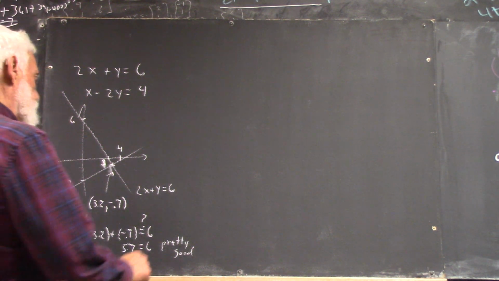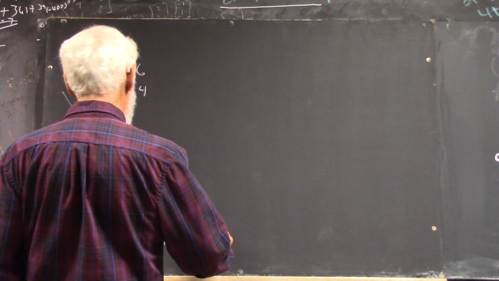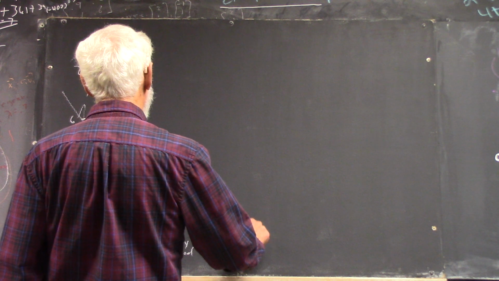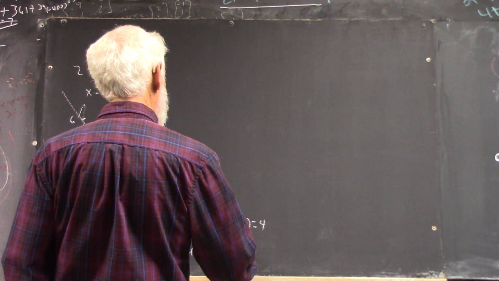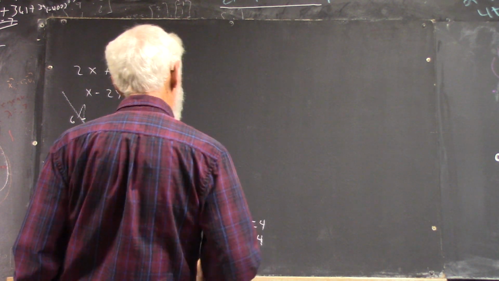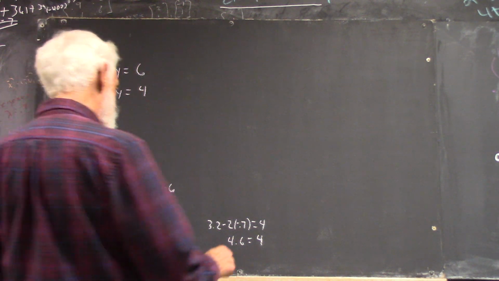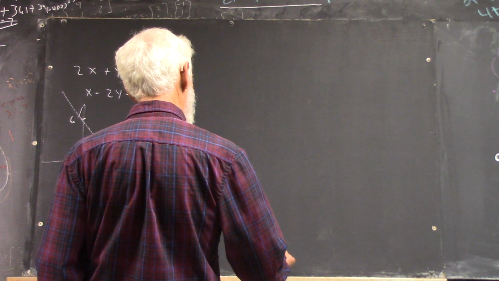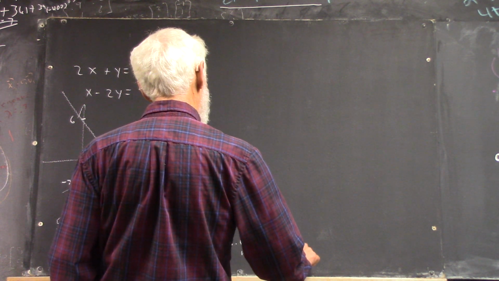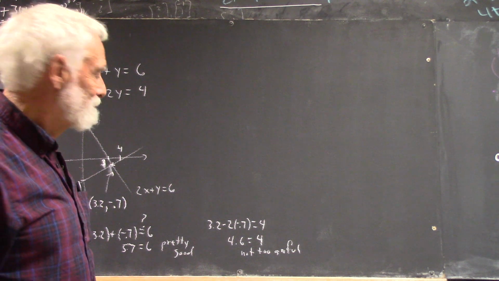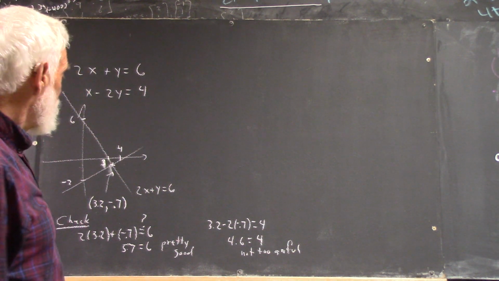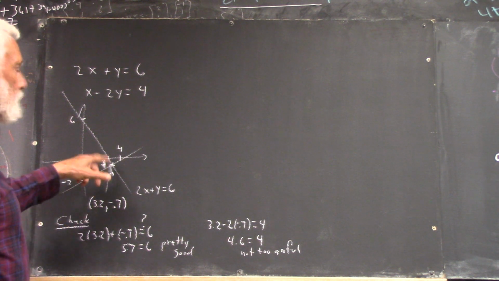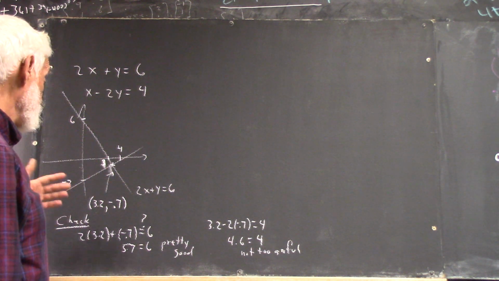And we check in the second equation, and we see that we get 3.2 minus 2 times negative 0.7 equals 4. Well, this is 4.6. Okay? And I would call it pretty good, but it's not too awful. Right? Okay? So we know then that the point is somewhere around these values.